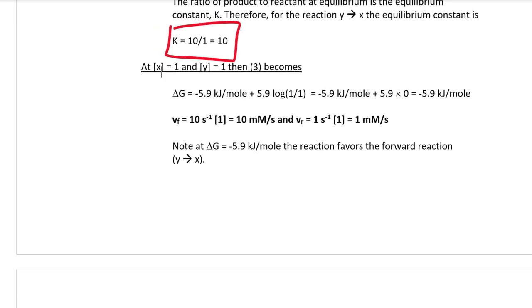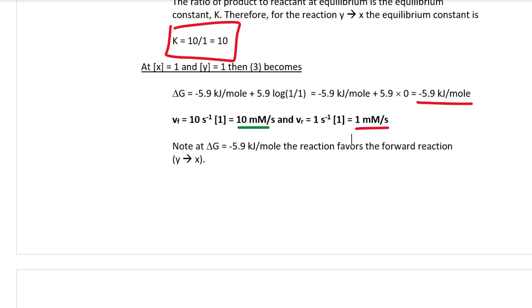Now, at x equals 1 and y equals 1, we have a delta G that is negative 5.9 kilojoules per mole, and we know at a negative delta G that the forward reaction is favored over the reverse reaction. And we plug those numbers in, you can see that, okay, yes, the forward reaction is larger than the reverse reaction in its rate. So the forward reaction is moving faster than the reverse reaction.